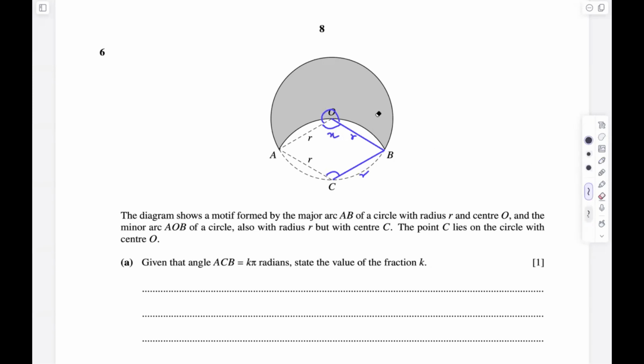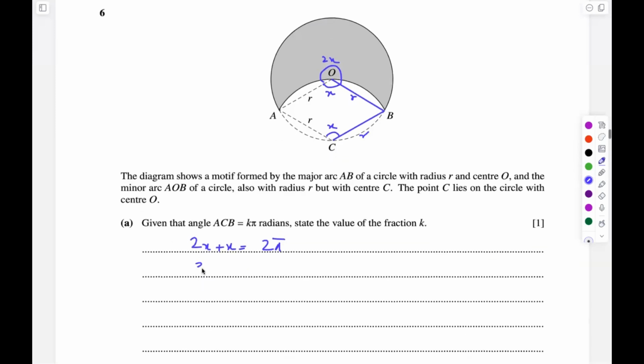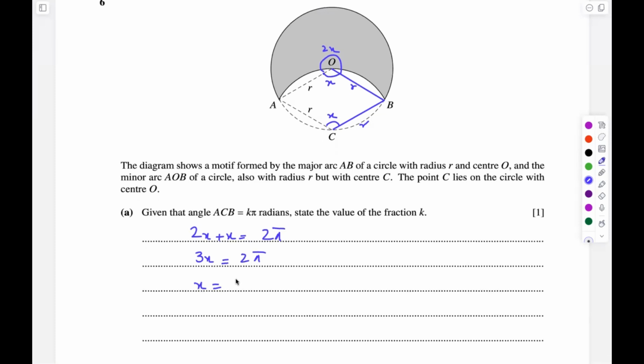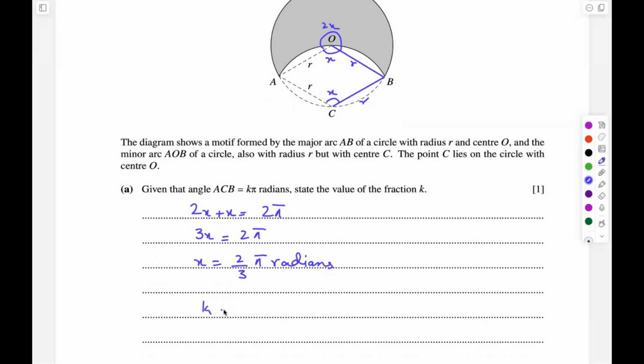and we know that this angle will be twice of this angle. So if this angle is X, this angle will also be X, and this will be twice X. So we can write 2x plus x equals 2 pi radians, basically, which is equal to 360. So 3x equals 2 pi, and the value of x will be 2 upon 3 pi radians. So we can write that the value of k is equal to 2 upon 3.